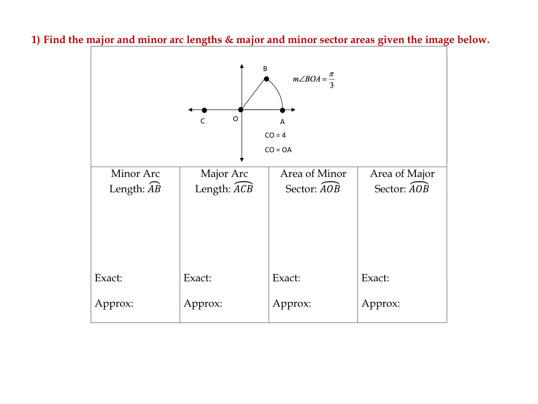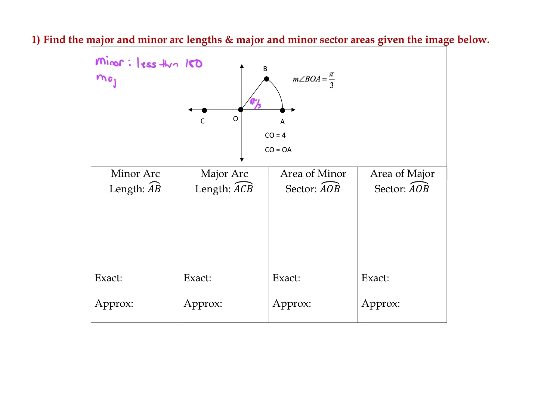Okay, the directions here said find the major and minor arc lengths and the major and minor sector areas given by the image below. Well, I can see the minor arc, and it tells me that angle BOA is pi over 3. So this is how many radians that is. So it is a minor arc. Remember, a minor arc is when the angle measure is less than 180.